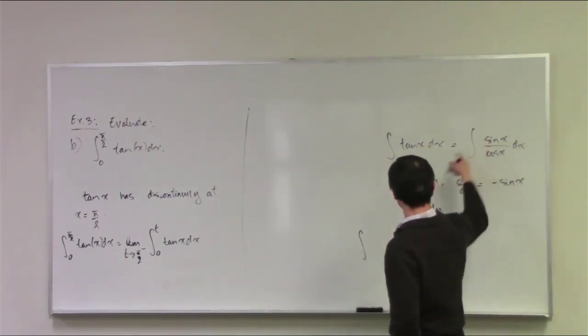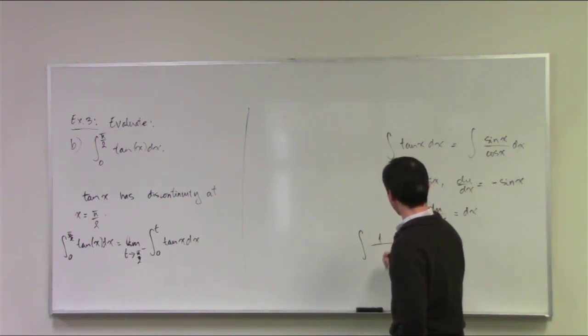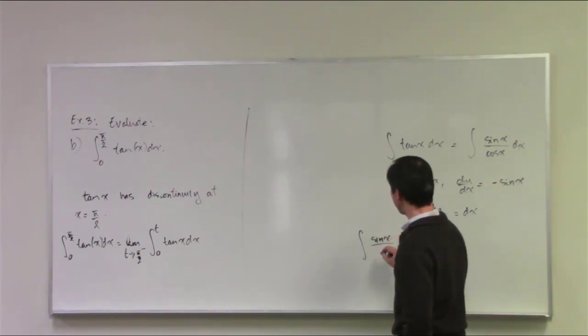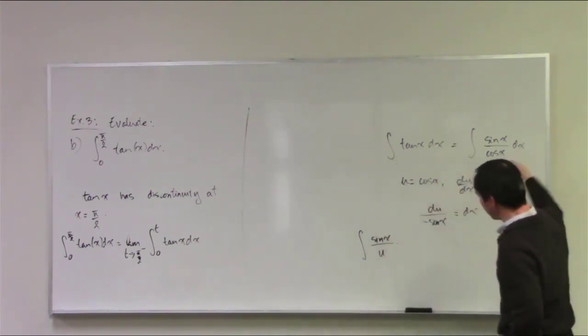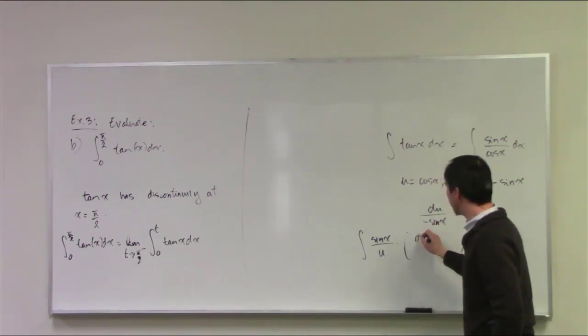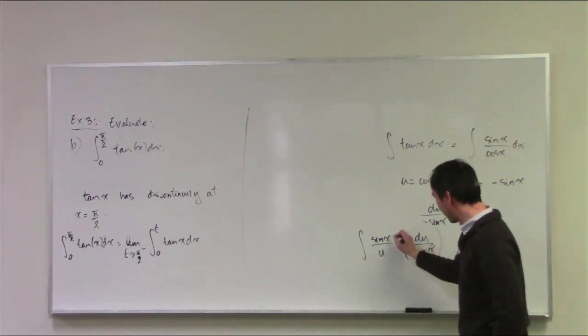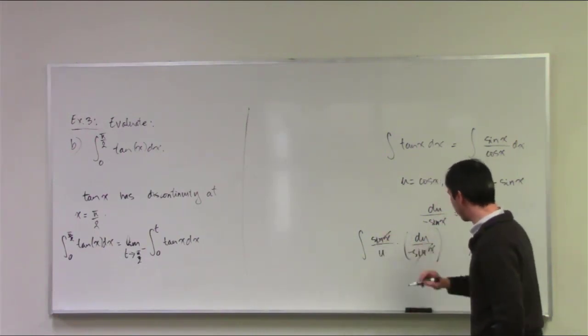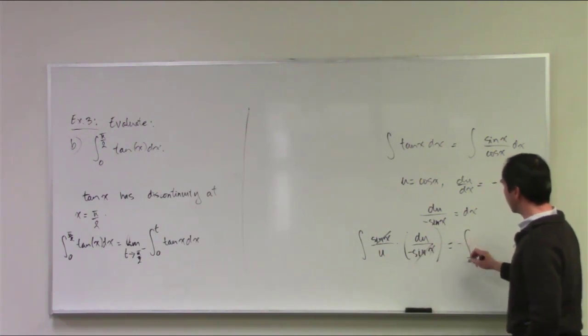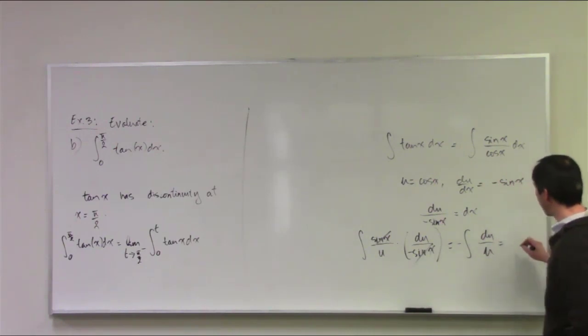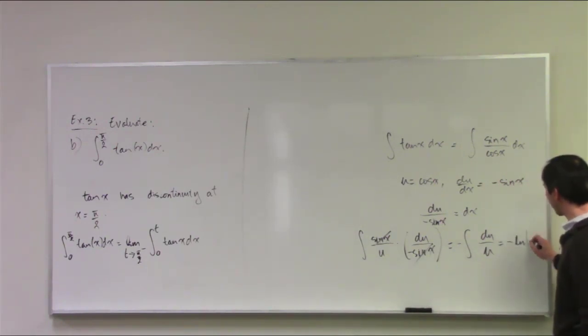So your integral here becomes, let's formally write it like this, 1 over u, times dx, which is substituted by du over minus sine of x. So we're canceling out the sine of x, and then there's actually a minus sign right here. So the next term we're looking at is the integral of du over u, which is minus natural log of u plus c. Sounds good.